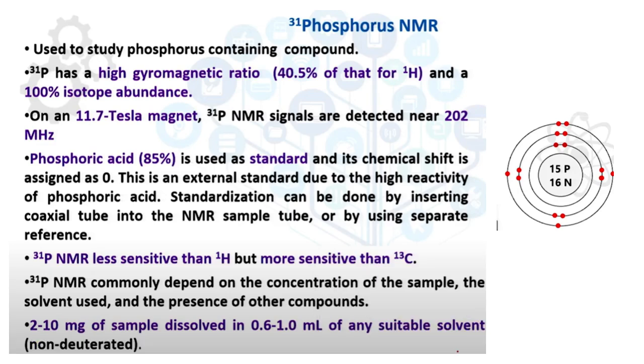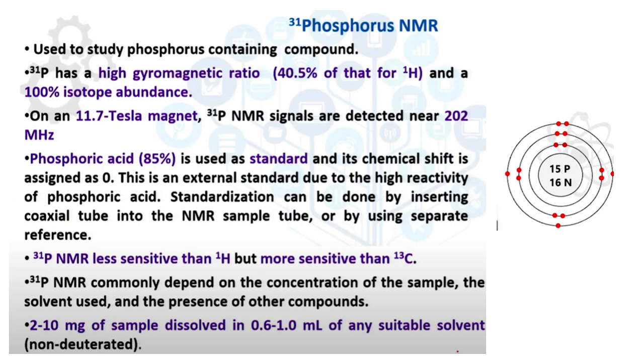And if you provide an 11.7 Tesla external magnetic field, the 31 phosphorus nucleus will be detected around 202 megahertz. And phosphoric acid, that is H3PO4, is usually used as the standard and its chemical shift is assigned as 0, like TMS that we mainly use as a standard sample for proton NMR. In the case of phosphorus, phosphoric acid is an external standard due to its high reactivity.